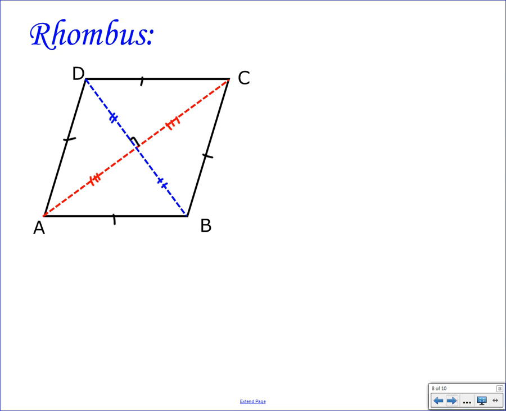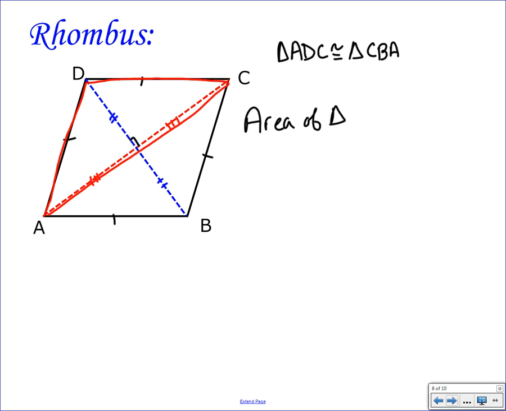So we have two triangles. Triangle ADC is congruent to triangle CBA. So if I find the area of one of those triangles, and I multiply it by 2, then we're going to have the area of the whole rhombus. So the area of triangle ADC.